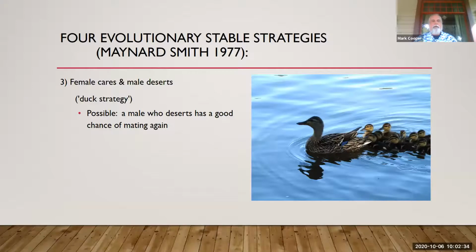All right, the third one is female cares and male deserts, and this is probably the more common. It's called the duck strategy, and really what they're thinking about is that the male is most likely able to find another mate. So you will see males hanging out with females and young, but they're just kind of looking for the next mate, and they will desert at a moment's notice.